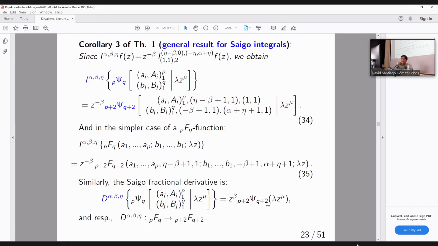Also, we put just as a corollary some general result that the Saigo operator of a p psi q function, which covers almost all special functions, then the result is a p plus 2, q plus 2 psi function. And for pFq it is the simple case. Also for the generalized fractional derivative in the Saigo sense.